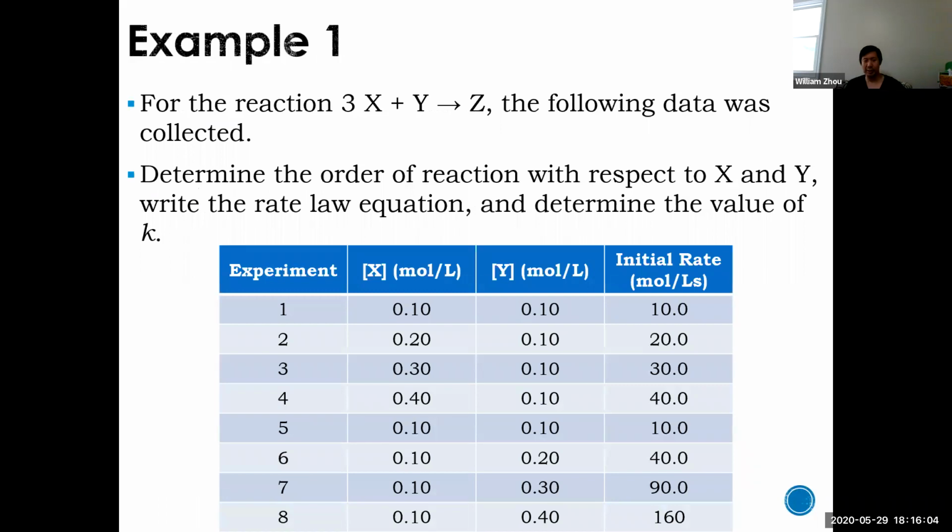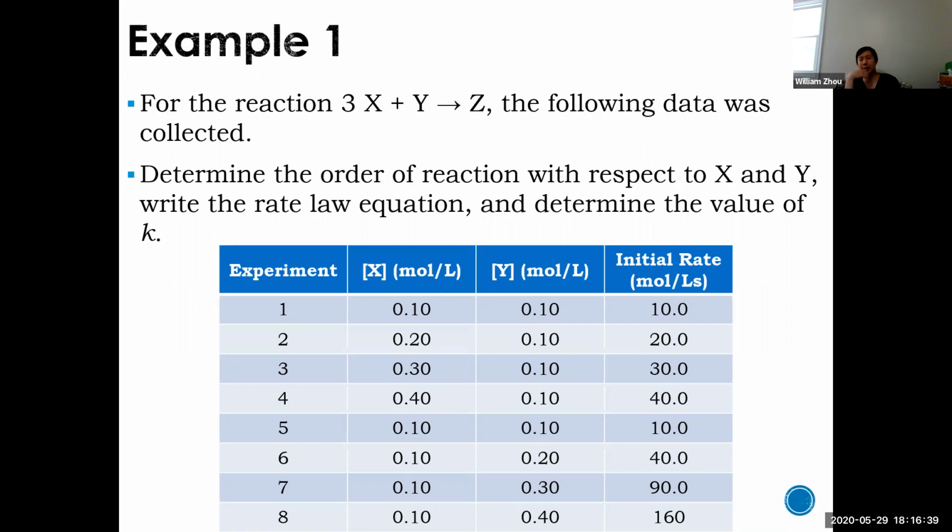All right, so let us look at example 1 then. For the reaction 3x plus y gives z, we collected some data. Somebody ran this experiment 8 times, and he changed the concentration of one of the reactants every time and measured the rate of reaction. So our job is to determine the order of the reaction with respect to x and y, write the rate law equation, and determine the value of k. So how do we go about doing this?